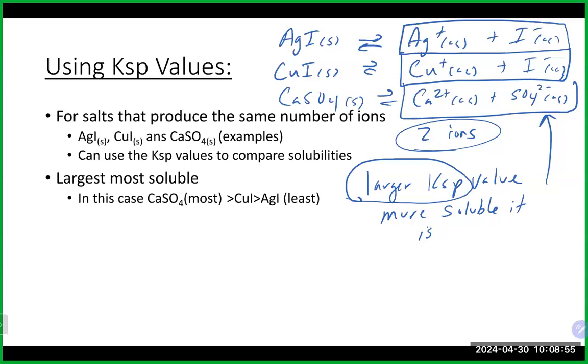So in this case, if we looked up the KSP values for calcium sulfate, copper 1 iodide, and silver iodide, we would see that the calcium sulfate would have the larger KSP value, and would be more soluble. The silver iodide would have the lower KSP value and be less soluble.